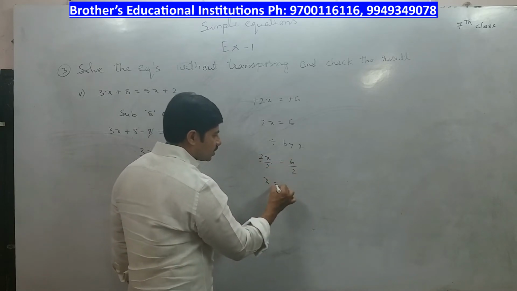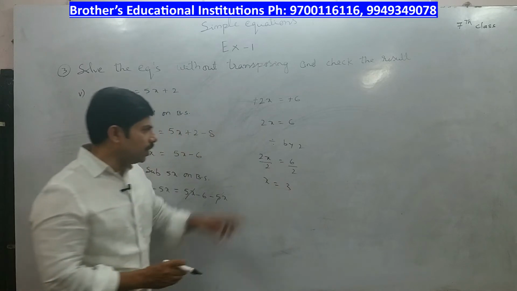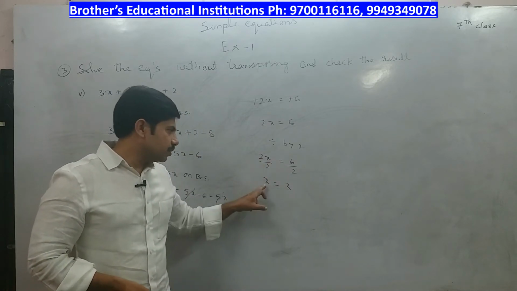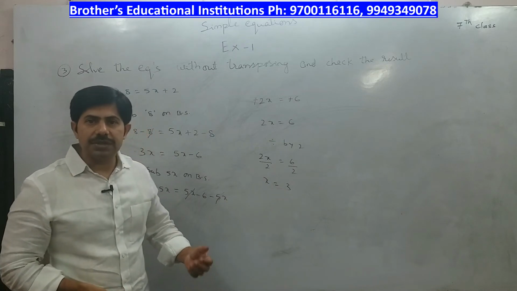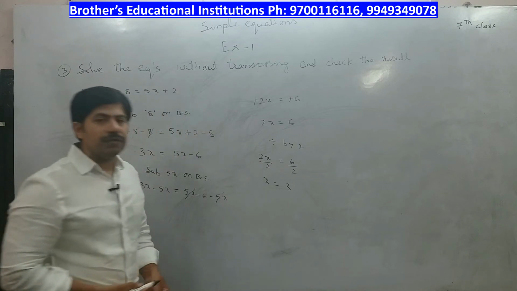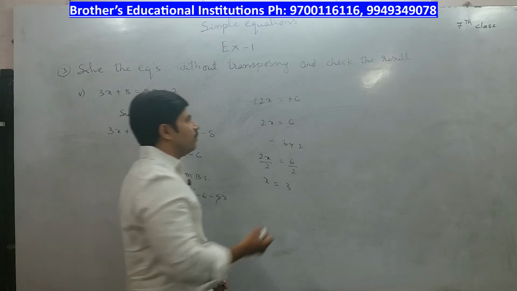So what is x equal to? Here 2 is cancelled, 2 ones are 2, 2 threes are 6. So what is the x value we got? The x value is 3. Now after getting x is equal to 3, we have to check the result. So we will verify.